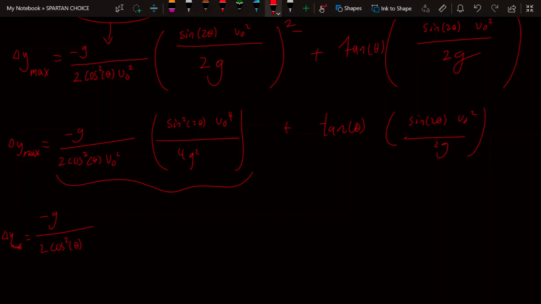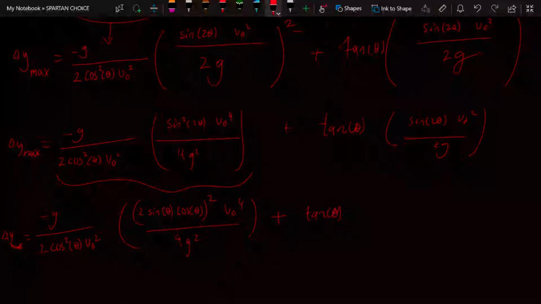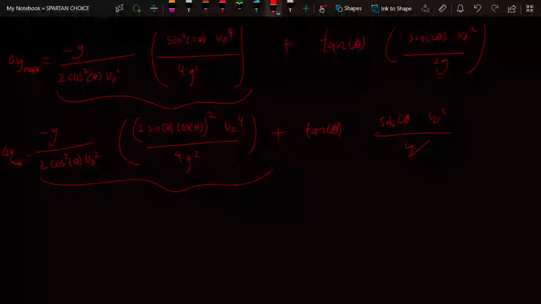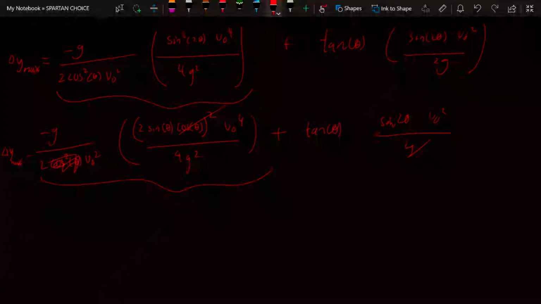Cosine squared theta v0 squared. Sine squared 2 theta is just 2 sine theta cosine theta, and we square this, v0 to the power of 4 over 4g squared, right? Plus tangent theta sine 2 theta v0 squared over 2g, right? What can we do here? Well, cosine squared cancels with cosine squared, right? And v to the power of 4 would become v to the power of 2, and this cancels out. And g squared would just become g, right?